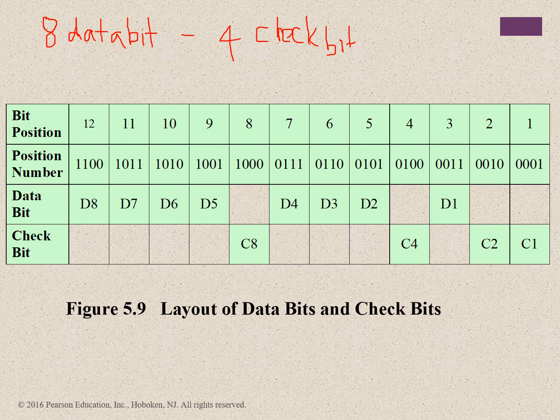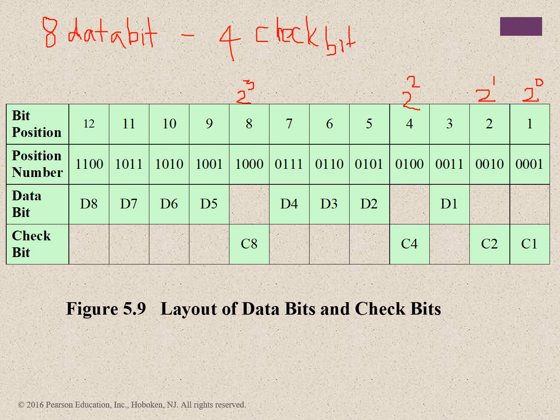Let's see what the easy way is. 2 power 0 is 1. 2 power 1 is 2. Then where is 2 power 2? It comes here. And where is 2 power 3? It comes here. So these are the positions for the check bits, where you have 2 power 0, 2 power 1, 2 power 2, 2 power 3. The rest of the positions are for the data bits. So just remember this point.